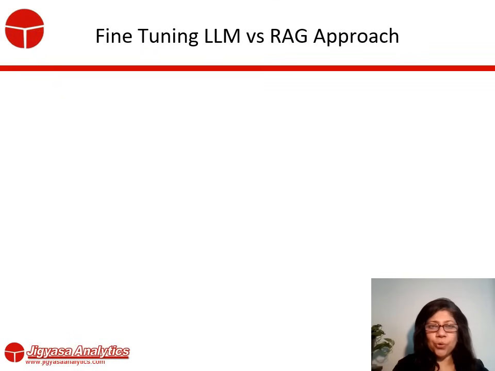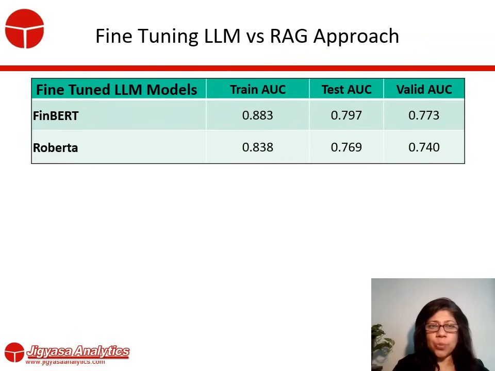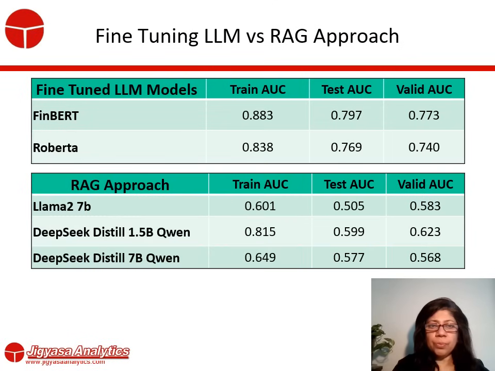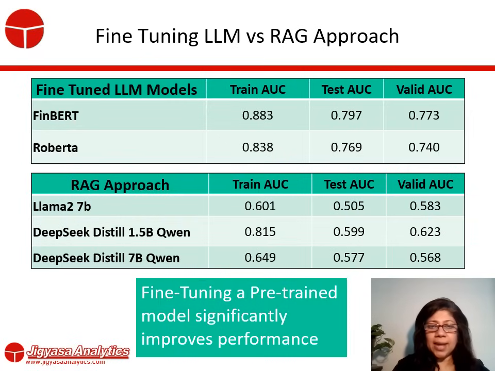Thank you, Shikha, for those most interesting results. On this slide, I wanted to pull up those results once again from the fine-tuned LLM models, as shown in this table here, and compare them to the results from the RAG approach applied to LLM models, as shown in this lower table. And we can see that the AUCs after fine-tuning the model have improved significantly as compared to when we only use the RAG approach on the LLM models. So what we understand from this exercise is that fine-tuning a pre-trained model significantly improves its performance.